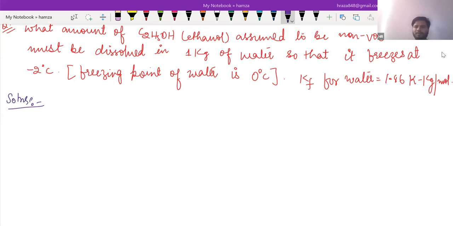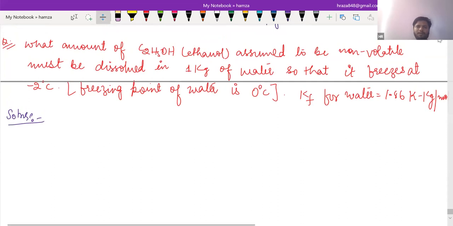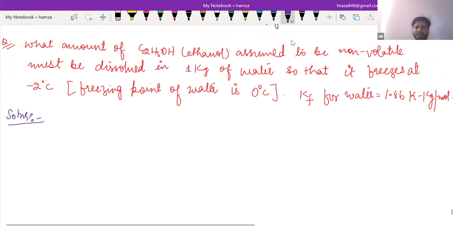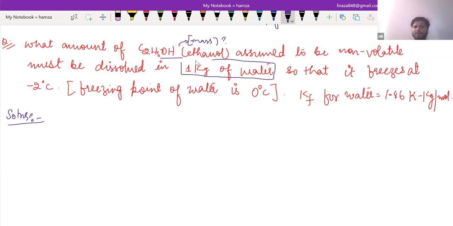Okay, Namira. First of all, whatever is given, just take that into consideration. What amount of C2H5OH, that means we need to calculate the mass of ethanol first. The ethanol is assumed to be non-volatile, dissolved in 1 kg of water. That means the mass of solvent is 1 kg, so that it freezes at minus 2 degrees centigrade.